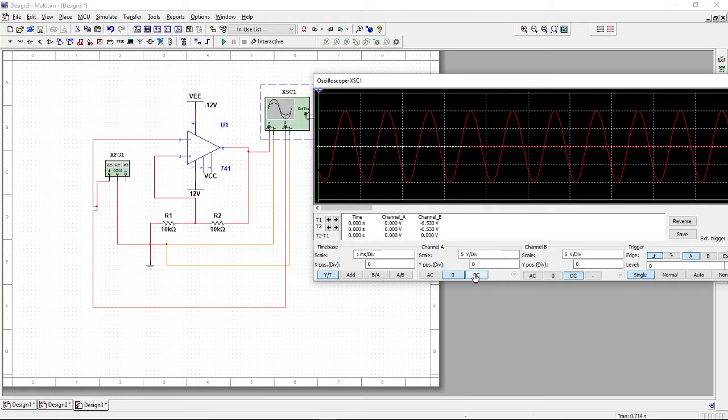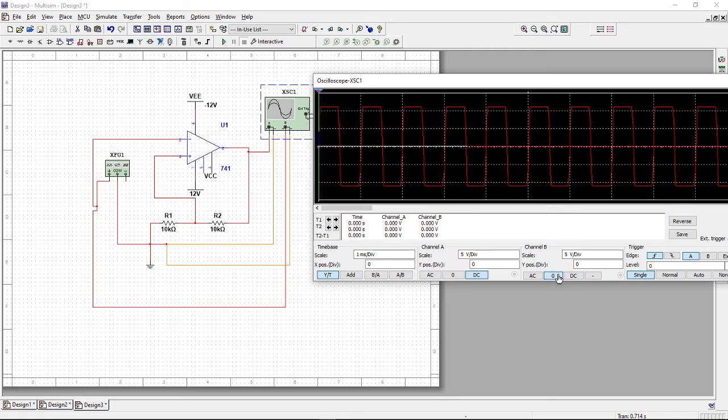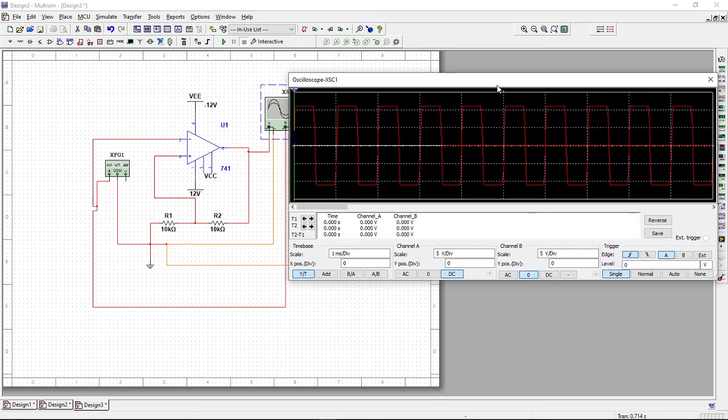If I keep it in DC, the output waveform will be observed. If the second channel is grounded, that means 0 resembles grounded, then the input sine wave is neglected. Okay, the input sine wave disappears.